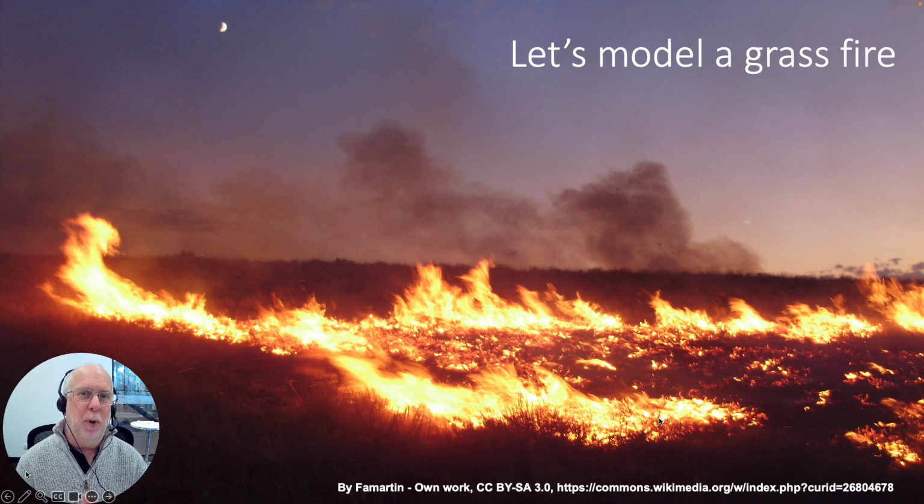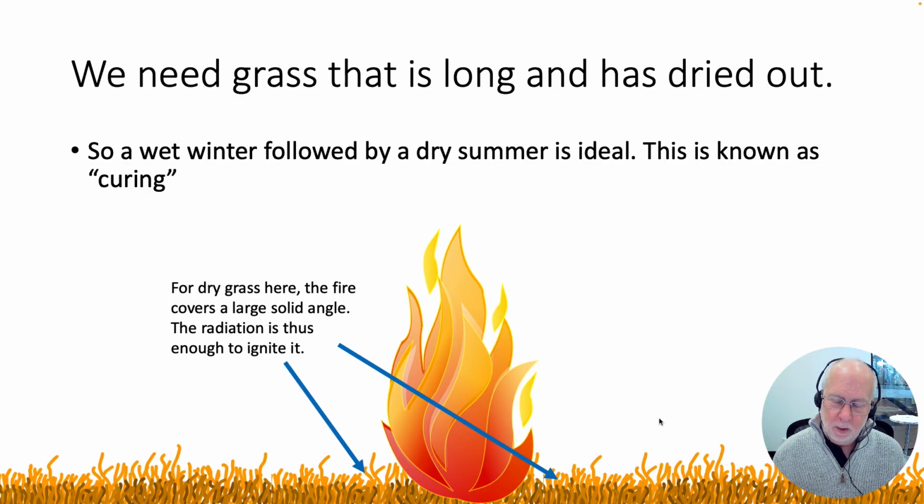Okay, now let's apply our knowledge of how heat transfers and how things ignite to the propagation of a grass fire. So this is a grass fire, just a fire in grassland. Now, how do you get grass fires? Grass fires happen when you have grass that's long and has dried out.